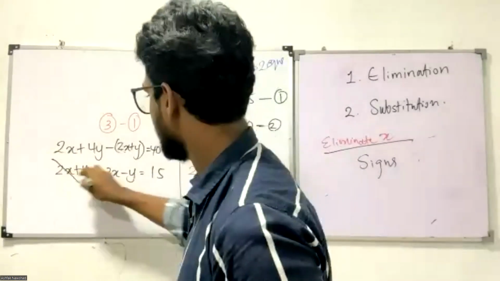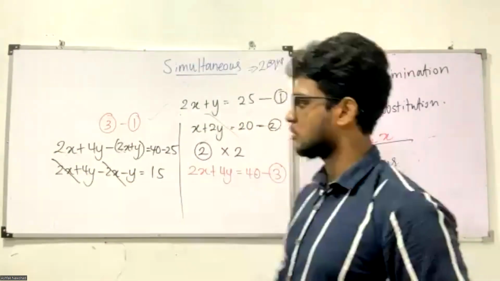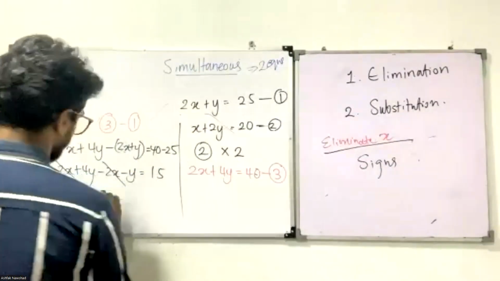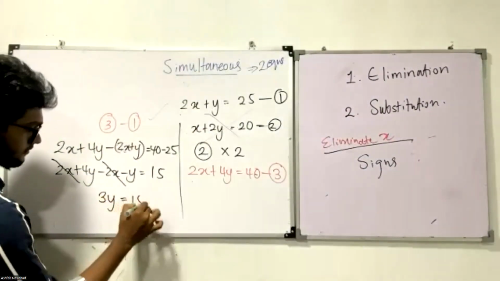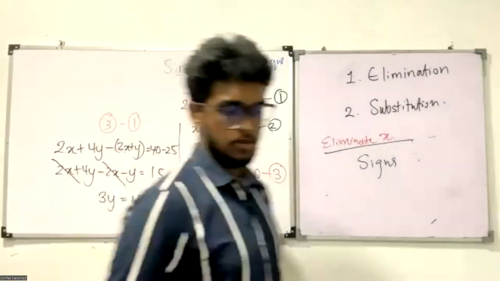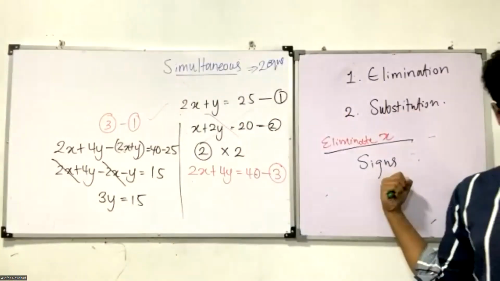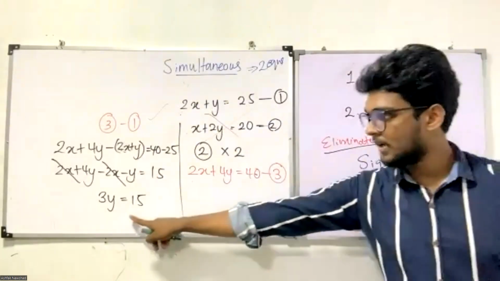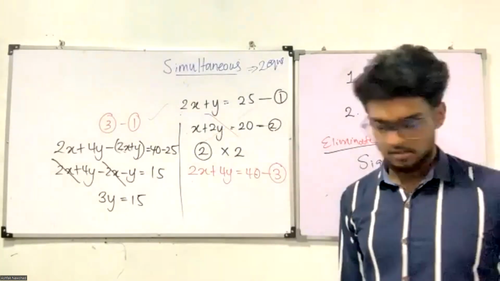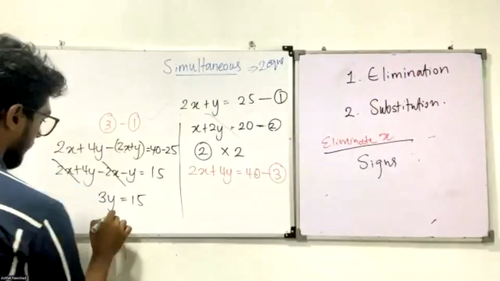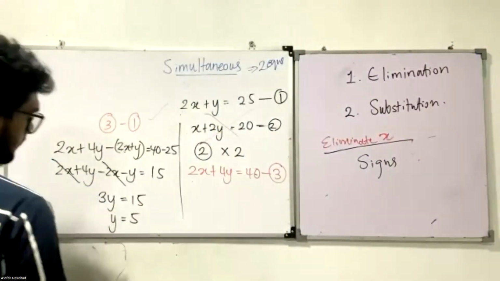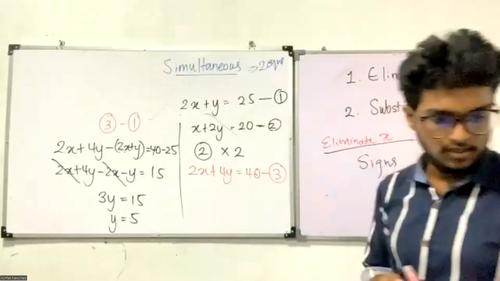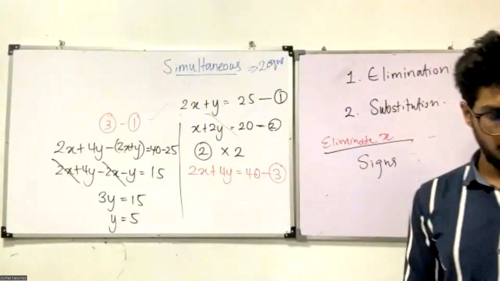And now x gets eliminated. See, plus 2x minus 2x, it got eliminated. Is that clear? The unknown you chose to eliminate got eliminated. That's what we need. So x got eliminated. There's only y. Correct? Okay. Now the value of y is 5. The value of y is 5. Is this clear?